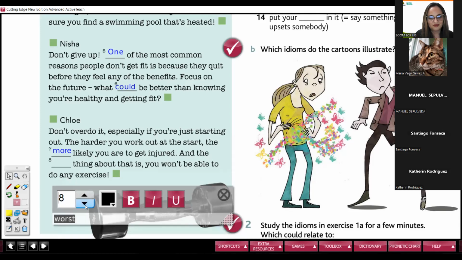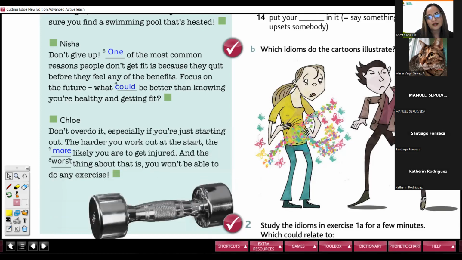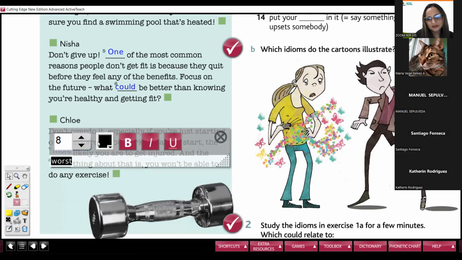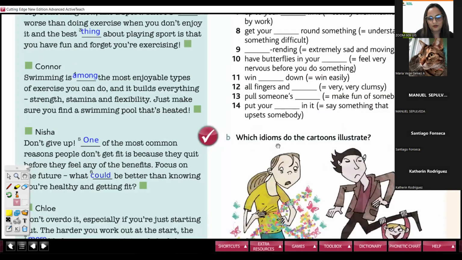And the worst thing about that is that you won't be able to do any exercise. Yeah, maybe because you feel so tired and injured, but later, as soon as you get used to it, it will be very good. Okay, guys. That's the end. Questions about it? No? Okay.